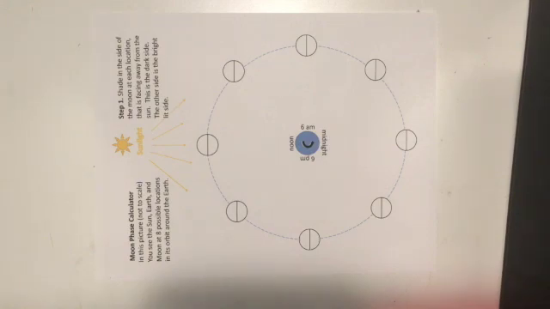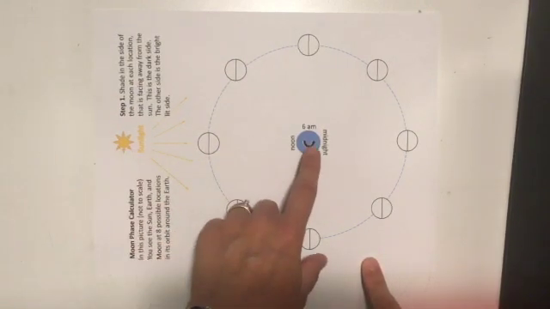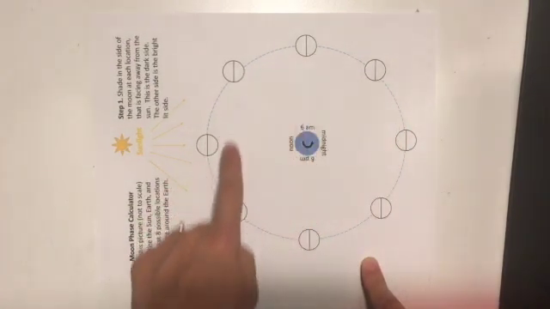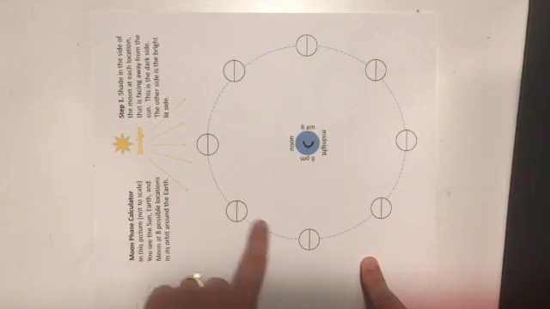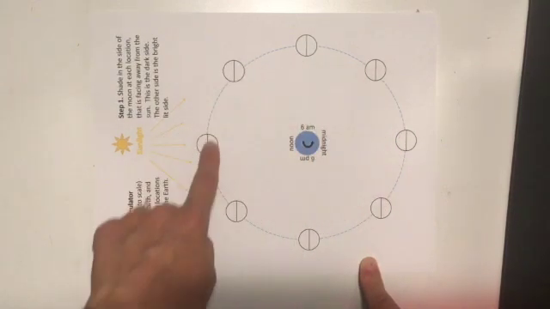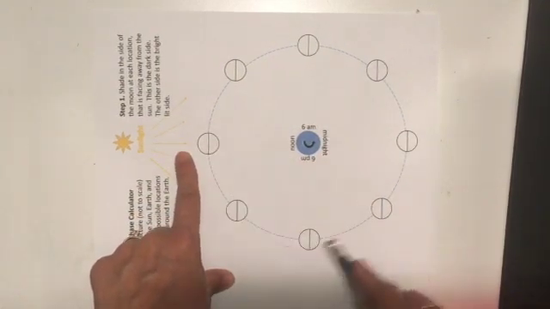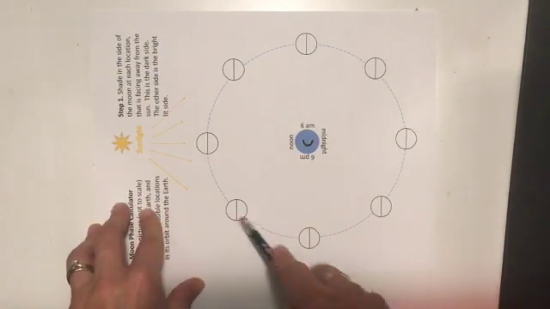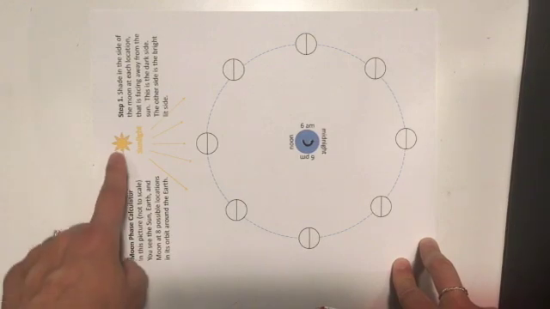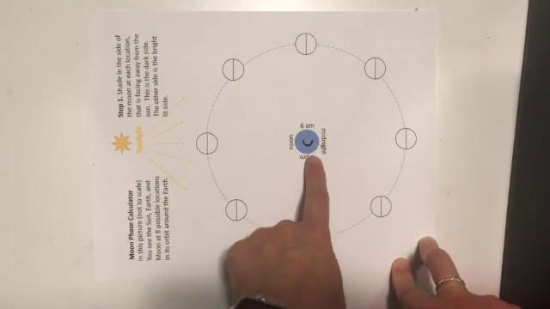So this is the first sheet of the moon phase calculator, and it shows us the position of the sun, the earth, and the moon at 8 different locations around the earth. The moon goes around the earth in approximately 1 month. So these are 8 different possible locations, but really it could be at any location in between. What we want to see from this picture is that the sun is over here and the earth is right here.